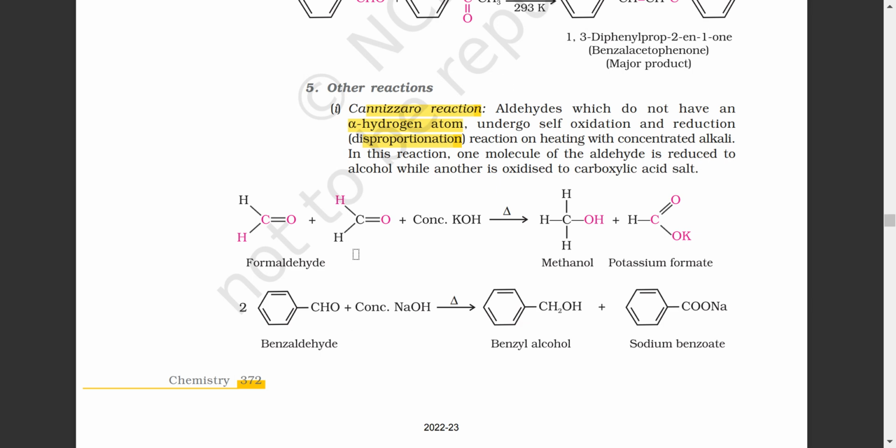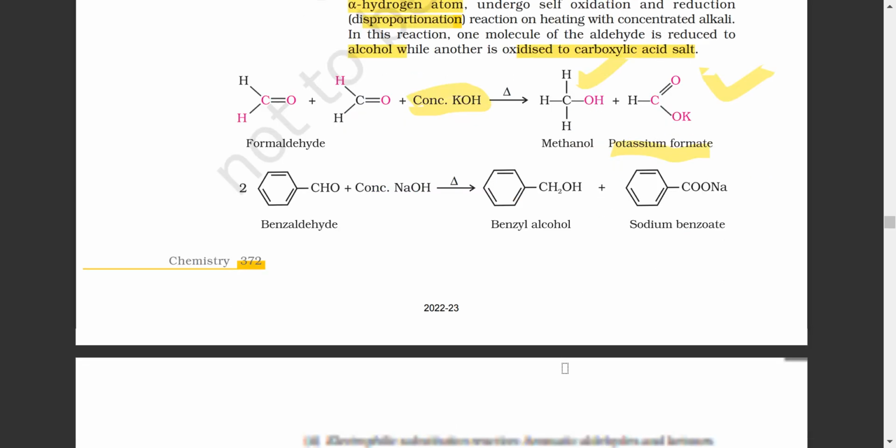यहाँ पे concentrated base लेंगे, aldol में हमने लिया था dilute base. In this reaction, one molecule of the aldehyde is reduced to alcohol while another is oxidized to carboxylic acid salt. Very easy. Aldehyde को reduce करेंगे तो alcohol मिलेगा, aldehyde को oxidize करेंगे तो carboxylic acid मिलेगा. So eventually हम देखेंगे कि अगर disproportionation हो रहा है, एक तो हमारे पास alcohol मिलेगा और हमारे पास carboxylic acid मिलेगा. Fine. Since फिर यहाँ पे हमारे पास base होती है, तो उस carboxylic acid का salt बन के आता है हमारे पास. Fine.